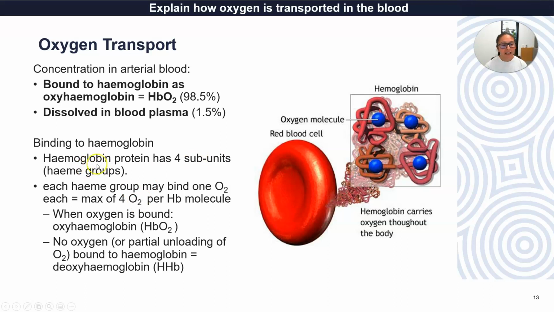And when oxygen binds to hemoglobin, it changes its name. So when oxygen is stuck onto it, it's called oxyhemoglobin. When you have no oxygen stuck onto it, it's called deoxyhemoglobin.